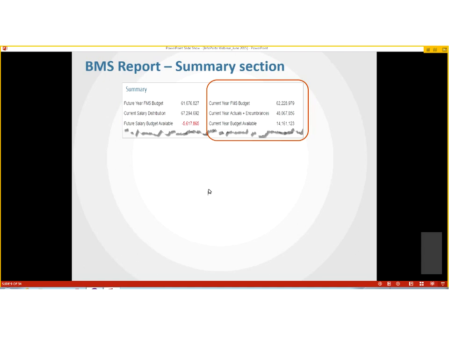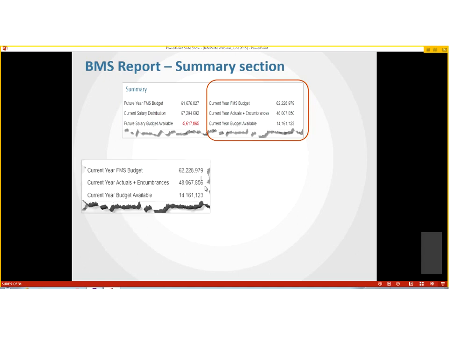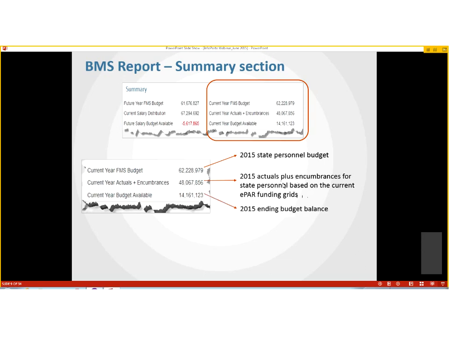Of course, this is current year budget balance, and blown out just a little bit here so you can see it a little bit bigger anyway. And in like fashion, the first row, current year FMS budget, is this year's 2015 state personnel budget. The next row, current year actuals plus encumbrances. So like it sounds, it's the 2015 actuals that you've already spent on personnel expense for state, plus encumbrances for state personnel, so what's left to be spent based on the current EPAR funding grids, okay? And then that, of course, would give you an ending balance.